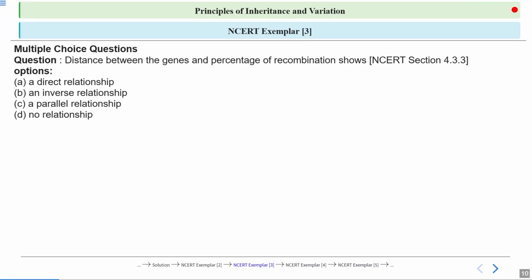Next question: the distance between the genes and percentage of recombination shows. Does it show a direct relationship, an inverse relationship, a parallel relationship, or no relationship? So what will be the answer here? They're asking about the relationship between the distance between the genes. Suppose there are two genes, A and B. What is the relationship between the distance between the genes and the percentage of recombination?